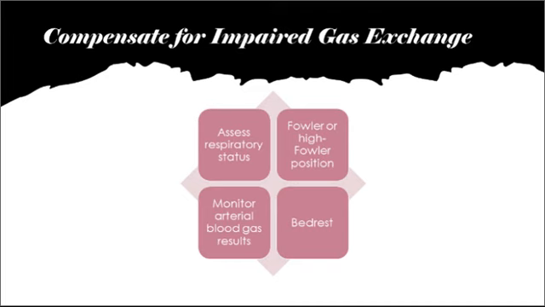So to compensate for impaired gas exchange, you're assessing your respiratory status, putting them in high Fowler position or Fowler, whatever is tolerable to them. Again, you can look at your therapies on page 1301 or on your nursing care plan, which you have starting on 1305, going to 1306. Bed rest, monitor arterial blood gases.